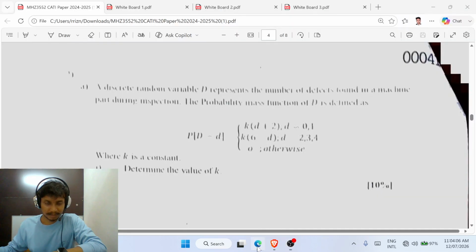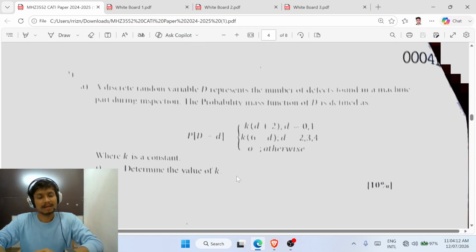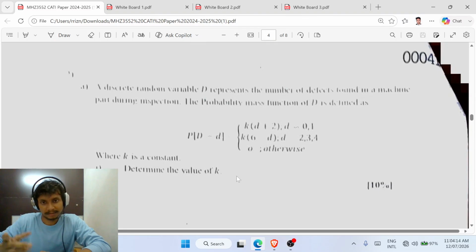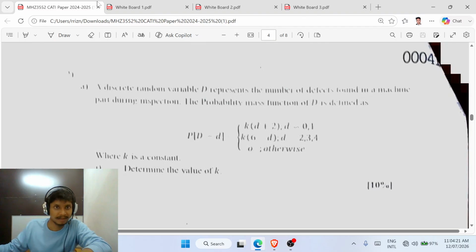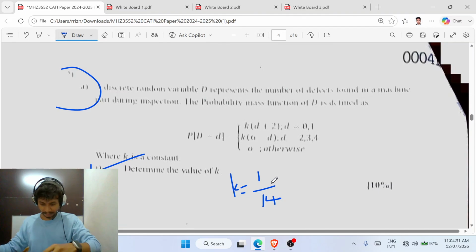Okay, let's move to the next question. In the last video, we discussed part two of this question: determine the value of k. In part 2a, we found that k is equal to 1/14.